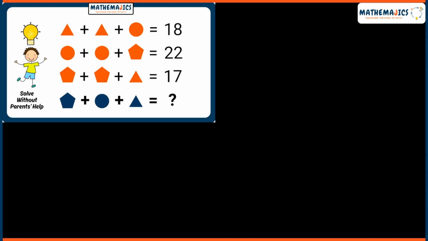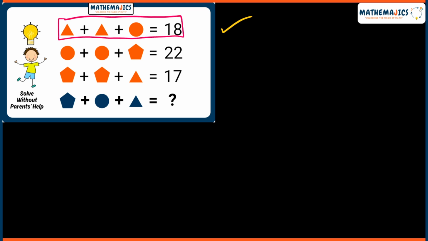Hello everyone. So we have this very common problem solving question. This is not a maths question. This is a problem solving question. Yes. So let's see how to solve this. Please look at the first equation that is given to us.